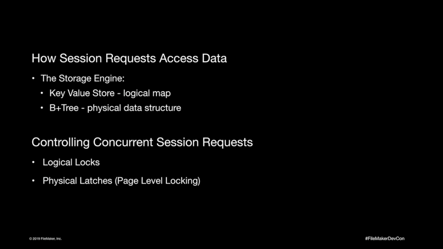So if you look at the two components, there are two different mechanisms to control access to the database. For the logical key value map, we use logical locks to control access. And for the physical B plus tree, we use physical latches, also known as the page level locking. So I'm going to describe in more detail in the next few slides.